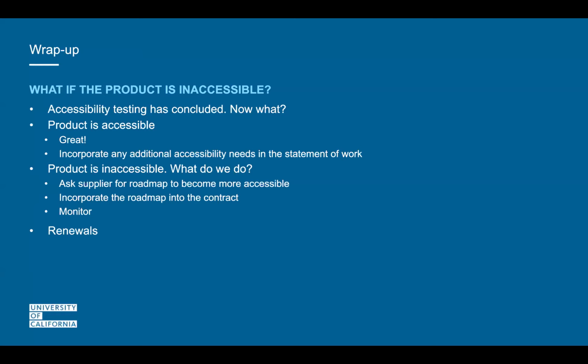We ask the supplier for a roadmap to become more accessible. We try to incorporate that roadmap into the contract, such as the statement of work, and then we monitor that. We also look at renewals as an opportunity to incorporate accessibility into the renewal. Something that might have been thought of as accessible at the beginning may not be so accessible today, and therefore we would look into a renewal and add that into the contract prior to doing a renewal.